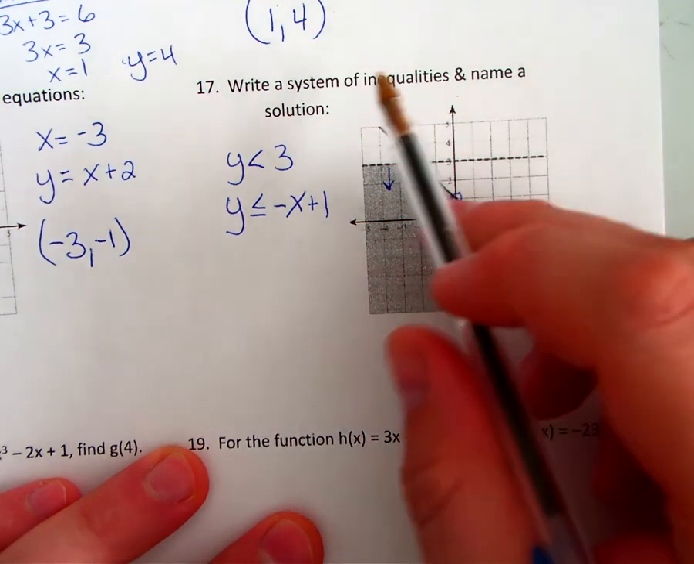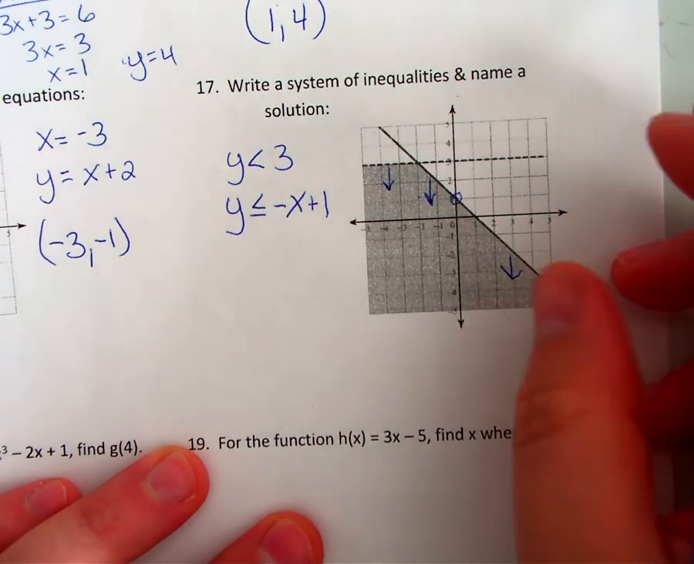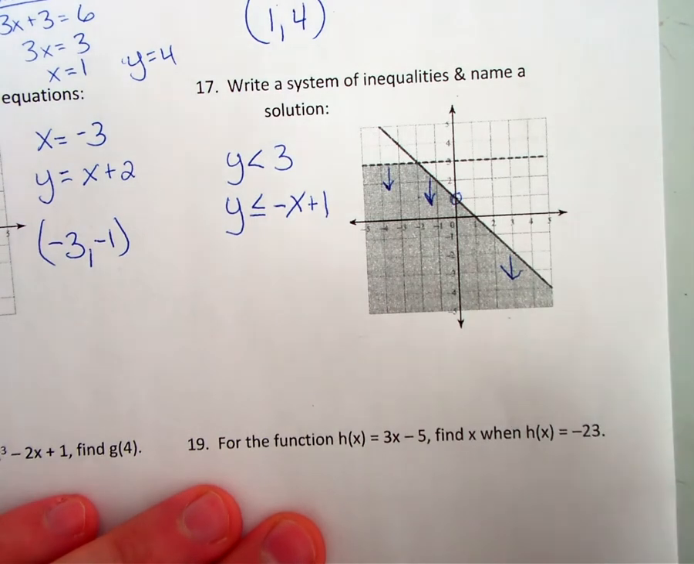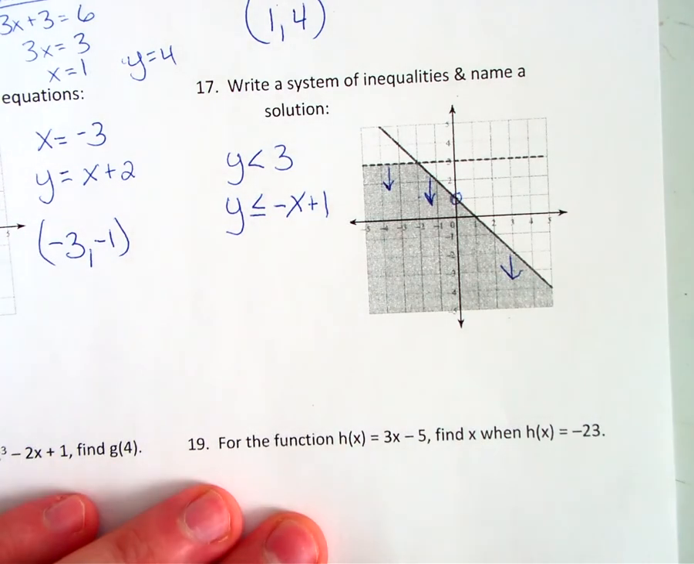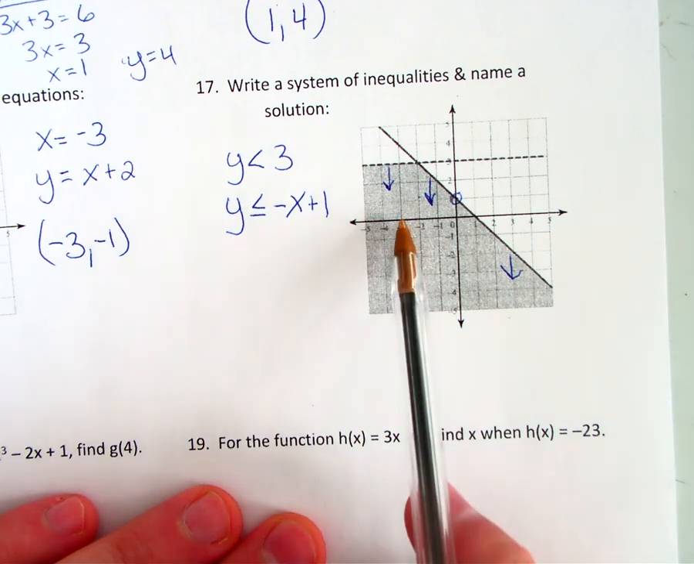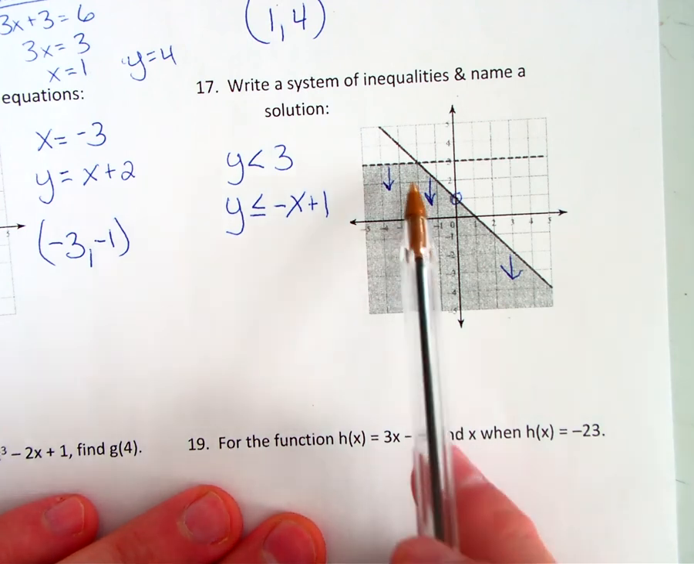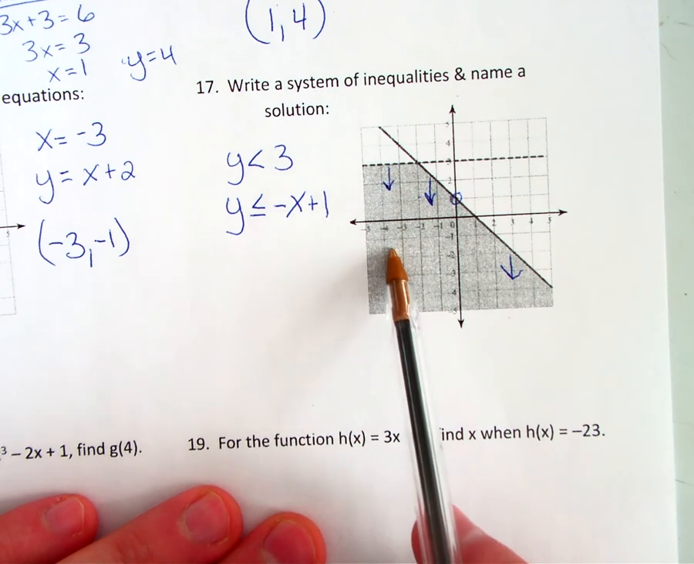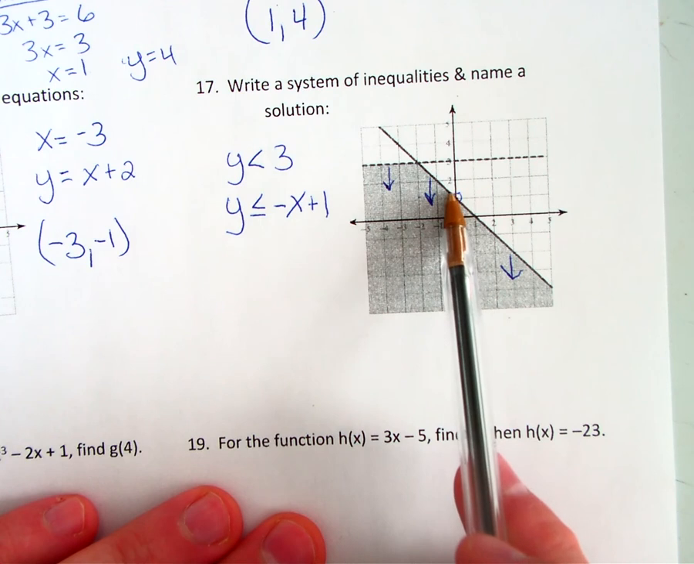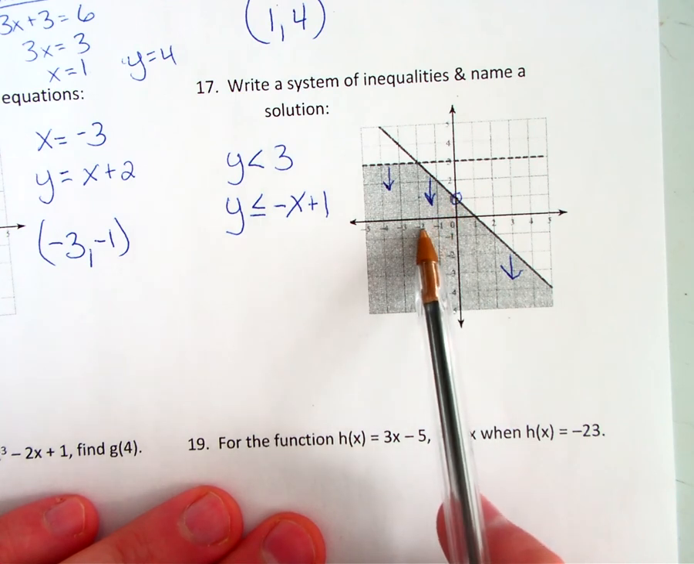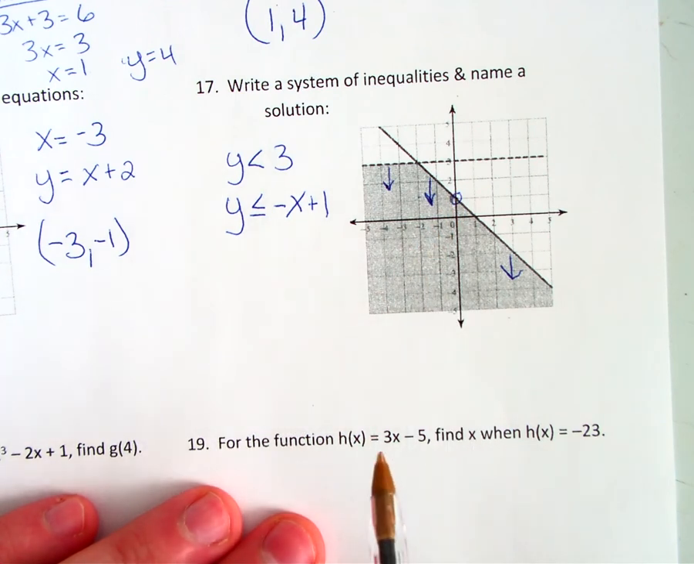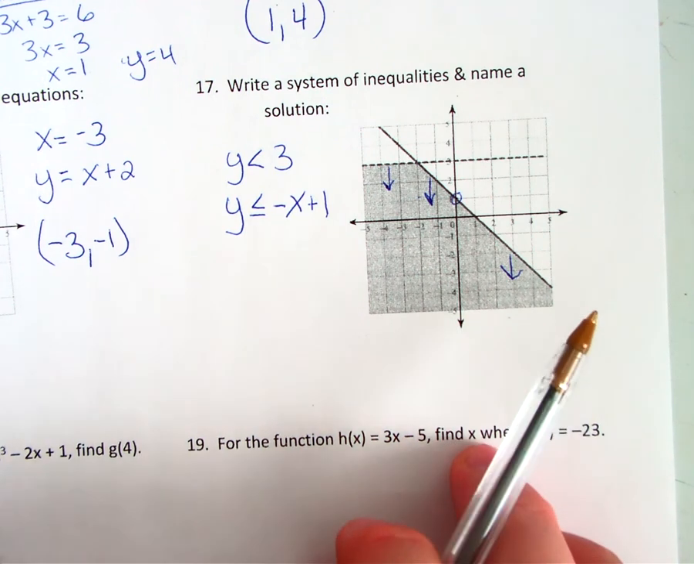Now our solution here cannot be stated in terms of a single value like it could on the previous problem. Our solution is going to have to be identified by the graph, which it already is. Everything below the y is less than 3 line, and everything shaded to the left and below the y is less than or equal to -x minus 1.